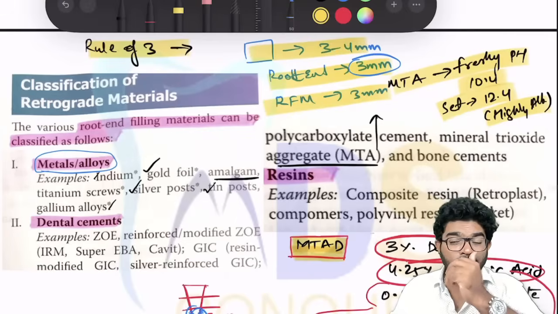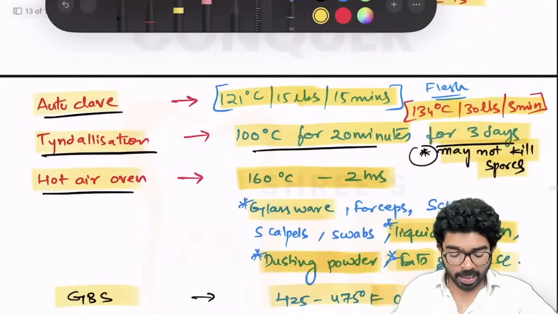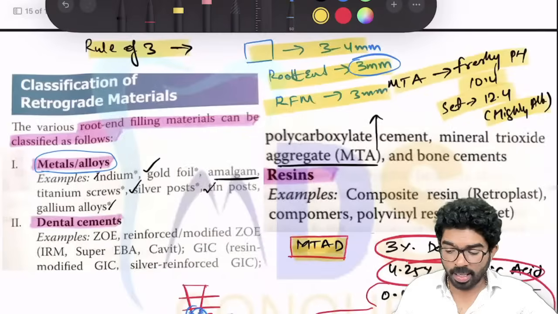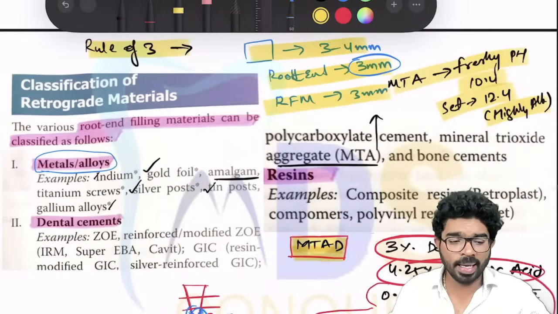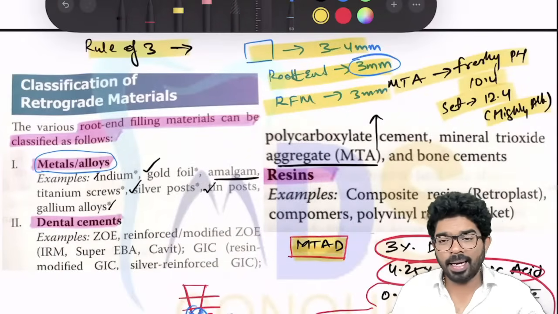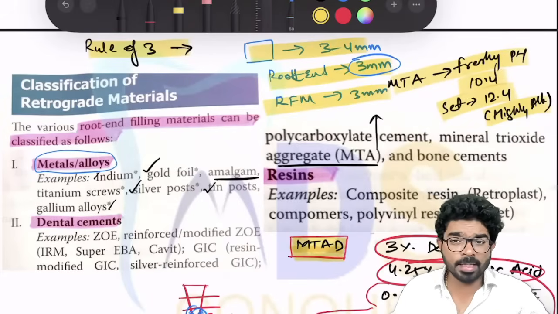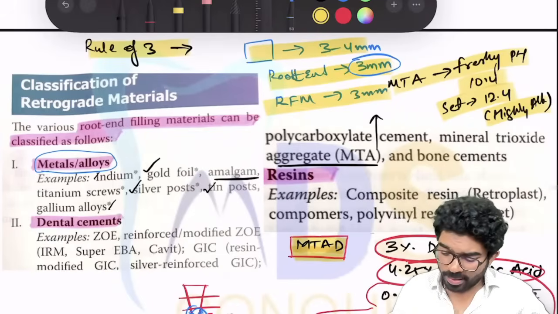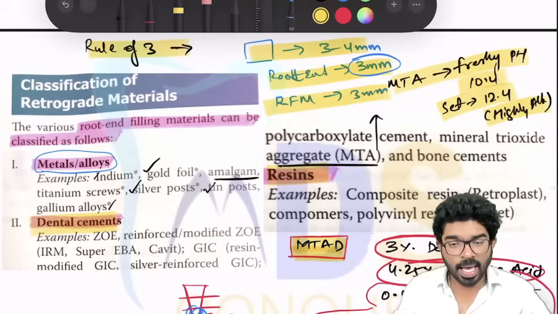And this is called highly alkaline. Anything above 9 is basically called highly alkaline. This highly alkaline was the exact term given in INICET. What is the pH criteria for MTA, set MTA or freshly prepared MTA? The answer is highly alkaline. And resins are also being used, but the most commonly used are dental cements as of now.